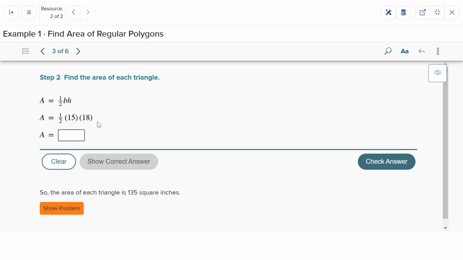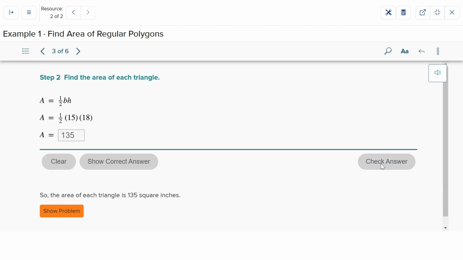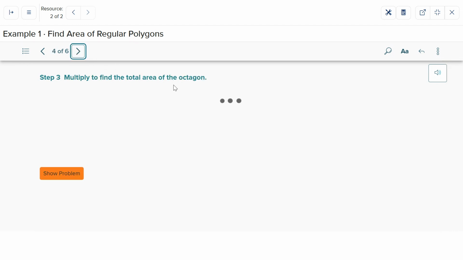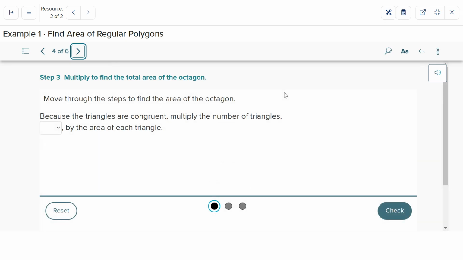So then we have half times base times height here. And so if you were to math that out, you would end up with 135 square inches. 15 times 18 divided by 2, or 15 times 18 times 1/2. Yay! Okay. So then that's just the area of one triangle. So we want the area of the whole octagon. So here's what we need to do here. The triangles are congruent, so we can multiply the number of triangles, which we counted, and it was 8, by the area of each triangle.